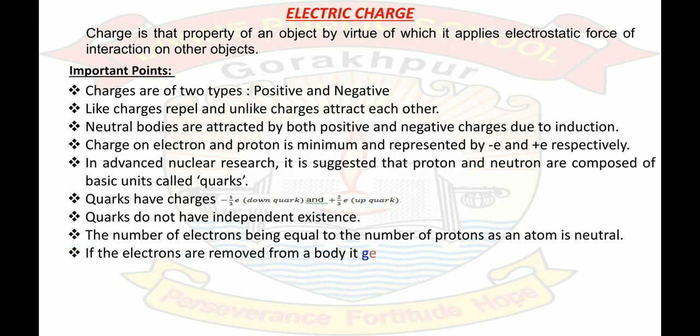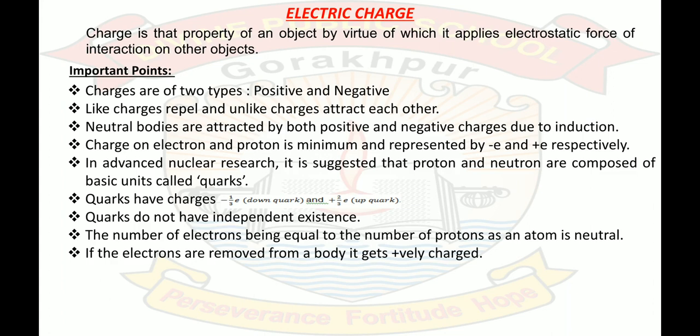If the electrons are removed from a body, it gets positively charged. When a body lacks electrons, it has a deficiency of electrons, so it becomes positively charged because the number of protons becomes greater than the number of electrons. The positive charge is more than the negative charge, and that's why the body becomes positively charged.